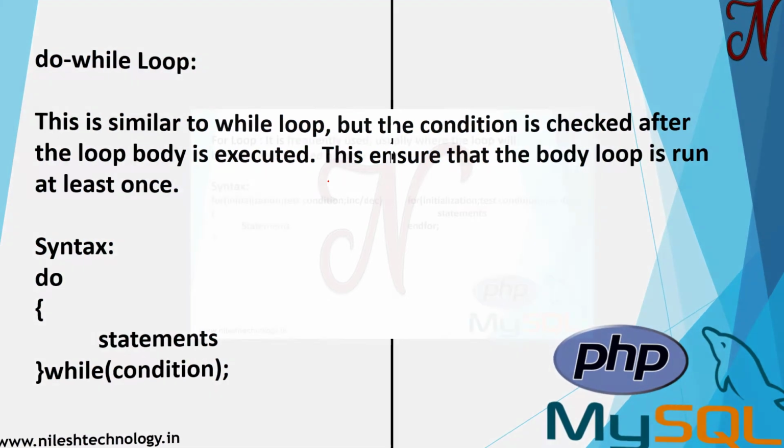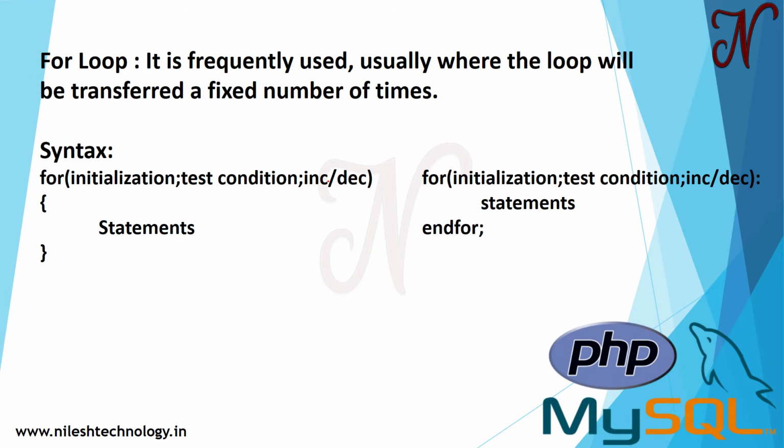Okay, then the for loop. It is frequently used, usually where the loop will run a fixed number of times. See here, the first is the initialization, then the condition, and the increment or decrement expression, and then some statements. This is the another syntax for the for loop. Here we use the colon, and this one uses the keyword endfor. So let's see them one by one with examples.